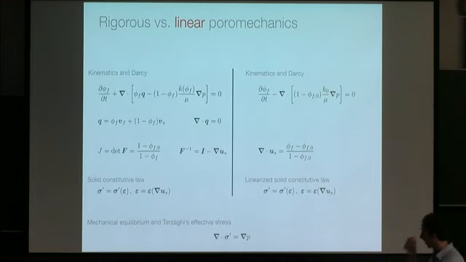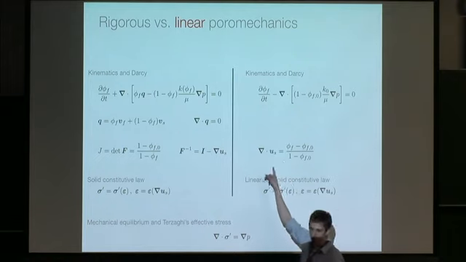Just to compare side by side, this on the left is what I showed you before, and on the right is what you get when you simplify this based on the assumption of small strain. The nice thing is that all the equations are linear, and so this is where your divergence of displacement comes in.